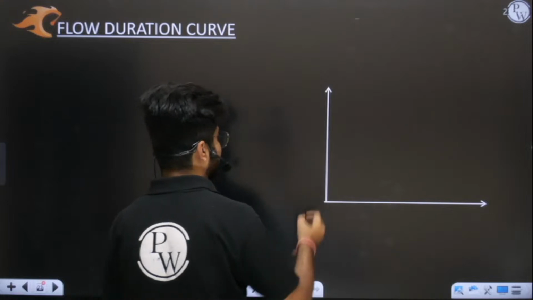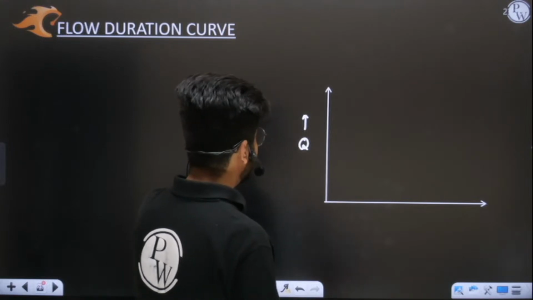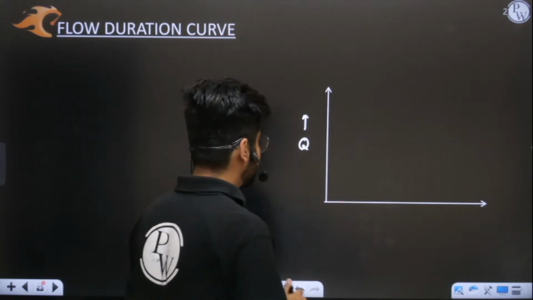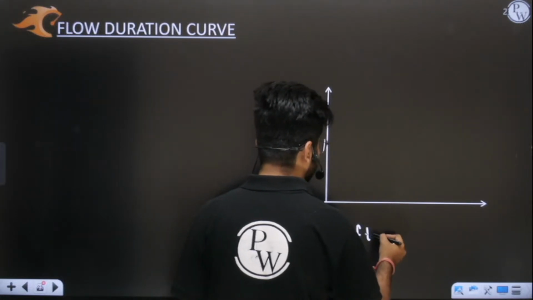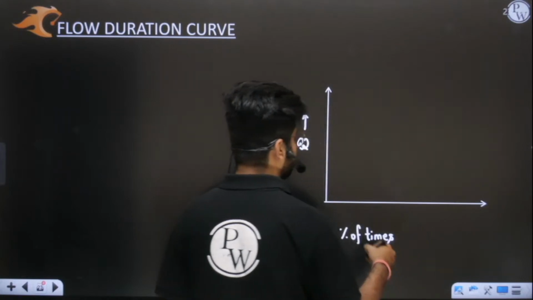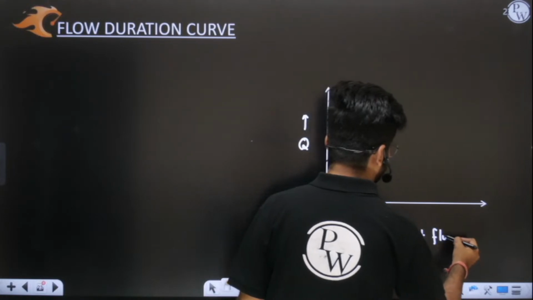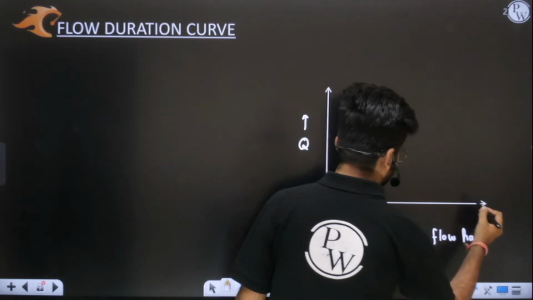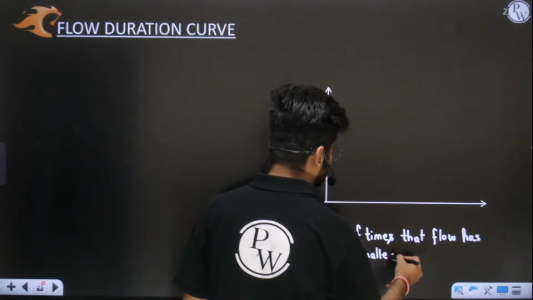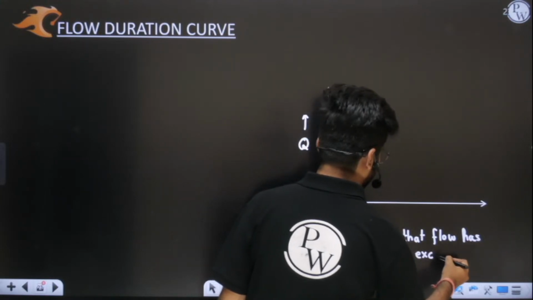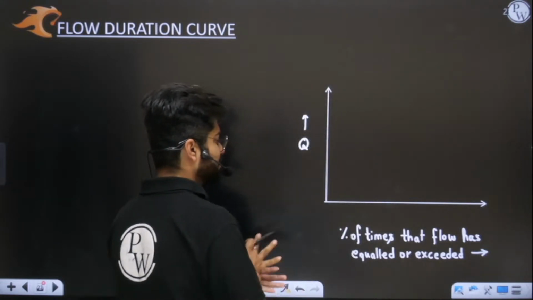Sir, what is the exact meaning of flow versus duration? See, on the y-axis we will have discharge, and on the x-axis we will have the percentage of times, or simply the probability, the percentage of times that flow has equaled or exceeded.